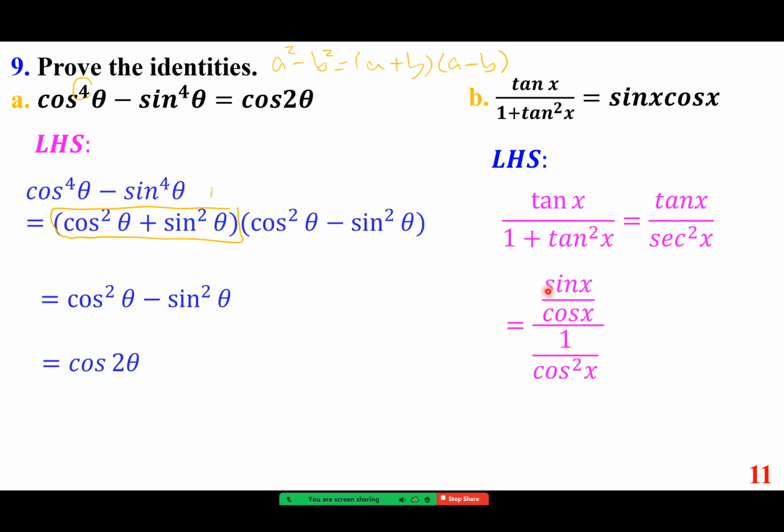If we multiply the top and the bottom by cosine squared x, what happens is the bottom becomes 1 and we are done. But what happens to the top? Cosine goes away, 1 cosine remains. I hope you see it becomes sine x times cosine x over 1. This is 1, everybody. And this is simply sine x cosine x. Believe it or not, it is the proof and you're done. That's simple.